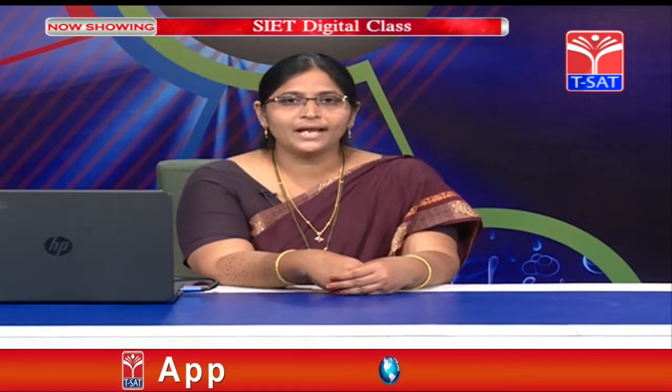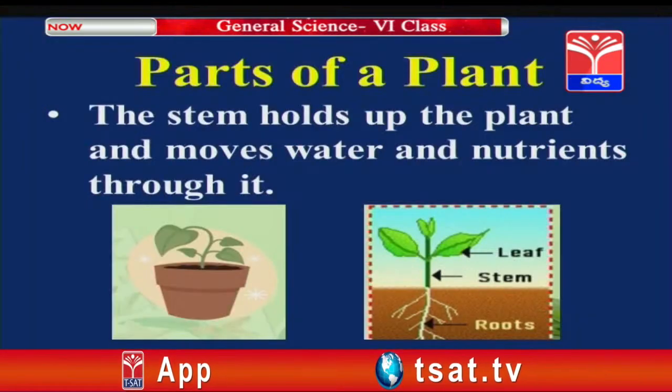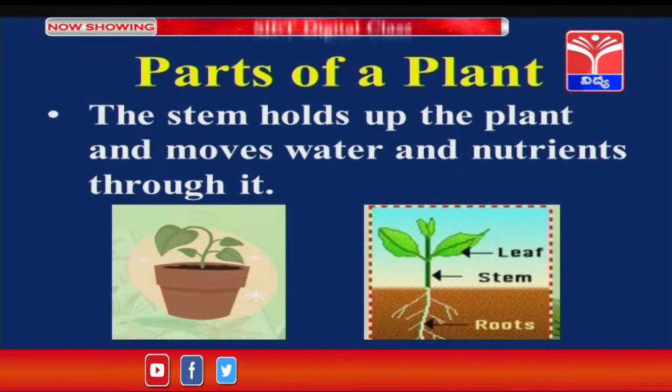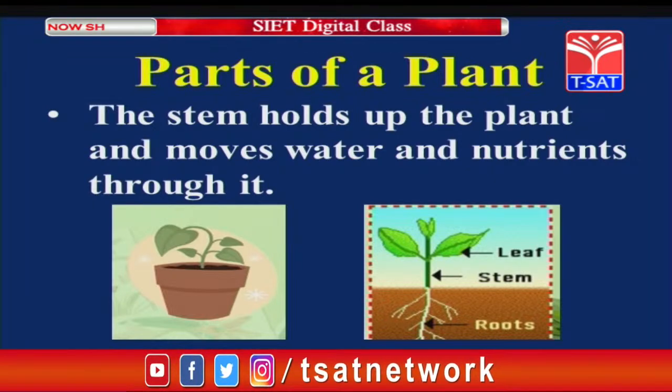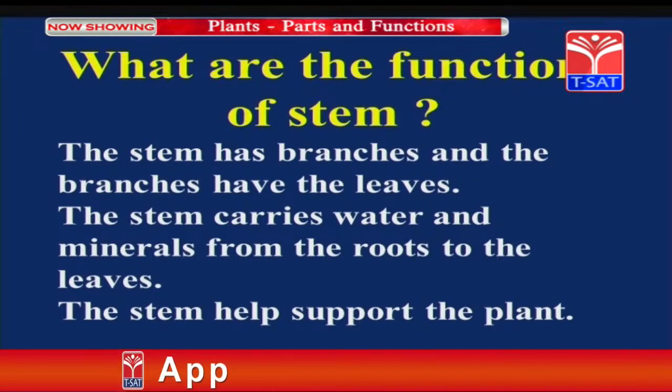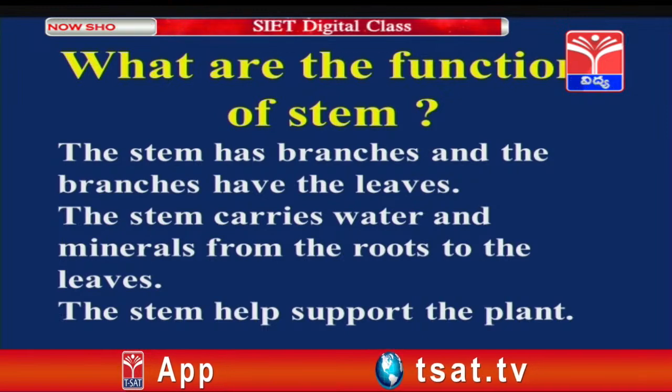Now let us see the next part of the plants, children, that is the stem. You know that the portion above the ground is called the stem portion. Have you seen which color it is? It is mostly green. Roots are mostly brown, isn't it? Now let us see what the functions of the stem are. The stem holds up the plant and moves water and nutrients through it. So it gives support to the plant and also helps in the absorption of water from the roots. The stem has branches and the branches have leaves.